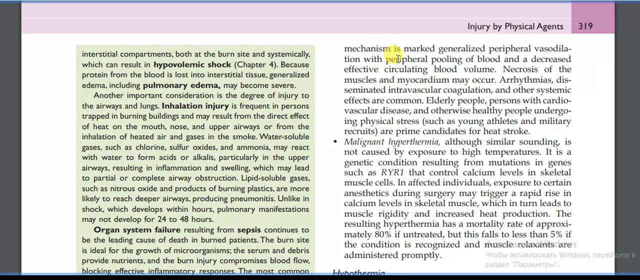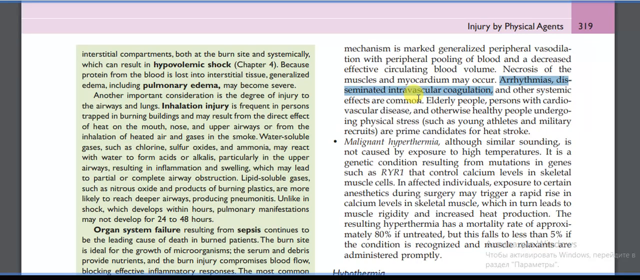It causes peripheral vasodilation, as I said before, peripheral pooling of blood, and decreased effective circulating blood volume. Necrosis of the muscles and myocardium may occur because of overheat and increased heat production, which causes impairment of enzyme work. It can also cause arrhythmias, disseminated intravascular coagulation, and other systemic effects are common. You remember what arrhythmia is: an impairment of the normal conductive system of heart activity.